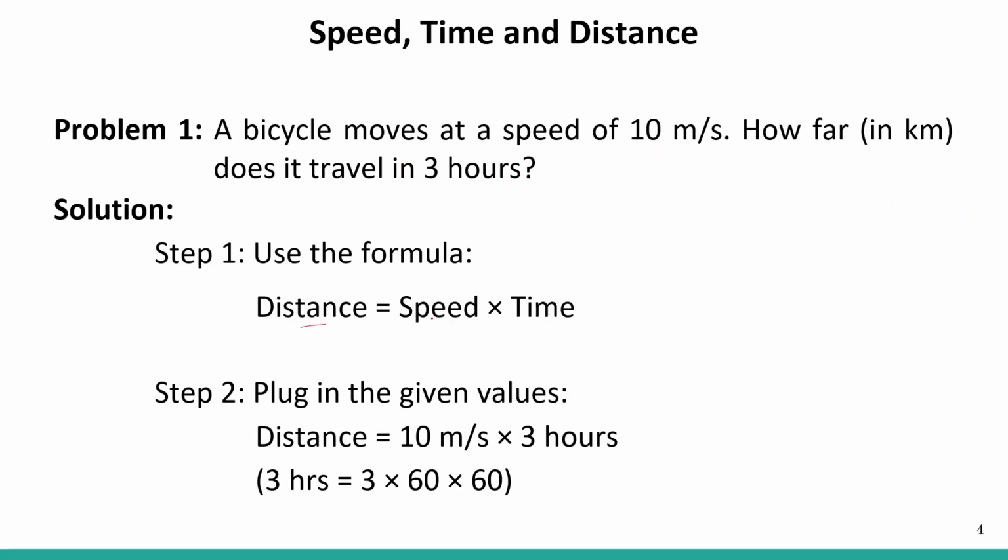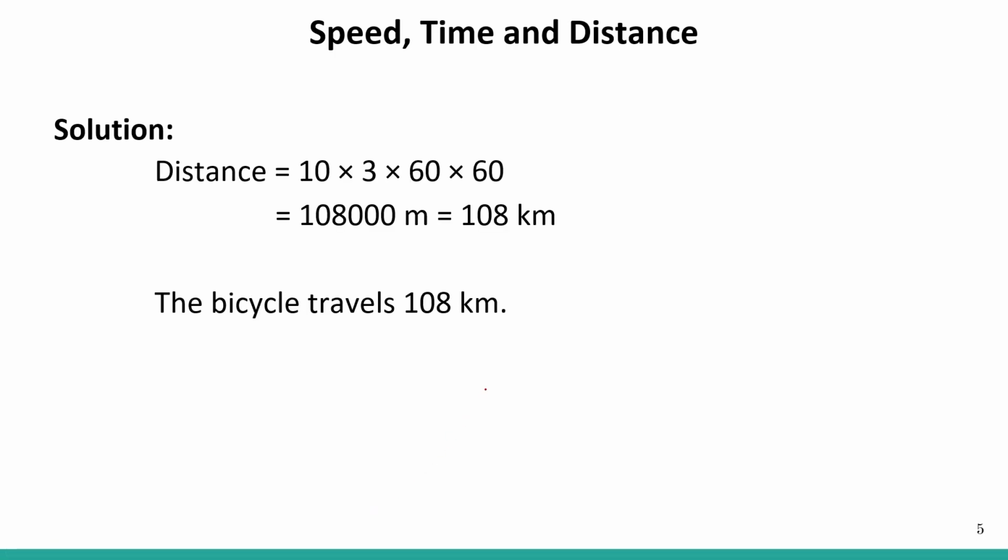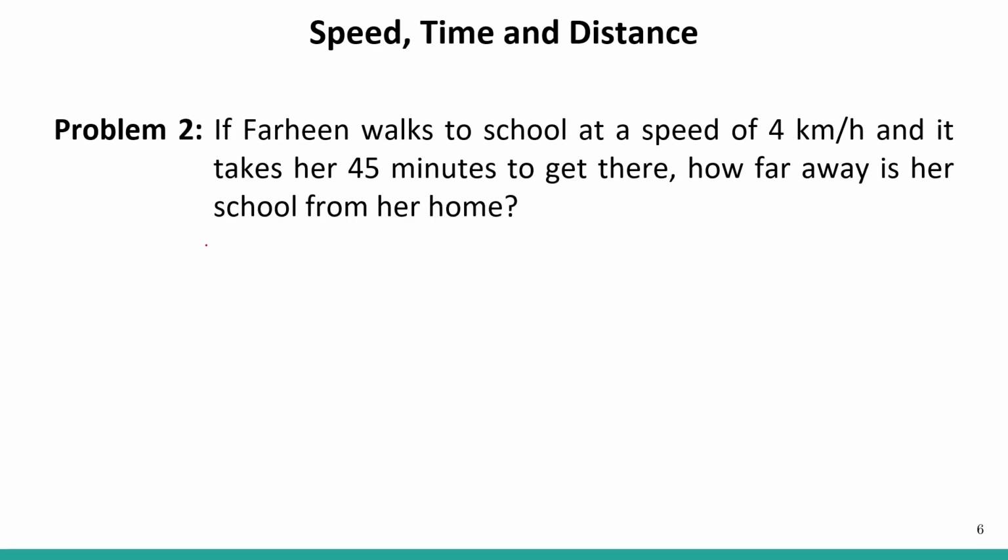Distance is equal to speed into time, because speed is equal to distance by time. Plugging in the given values, distance is equal to 10 meters per second into 3 hours. So it will be 1,08,000 meters, that is 108 kilometers. So the bicycle travels this many kilometers. Let's see problem number 2.